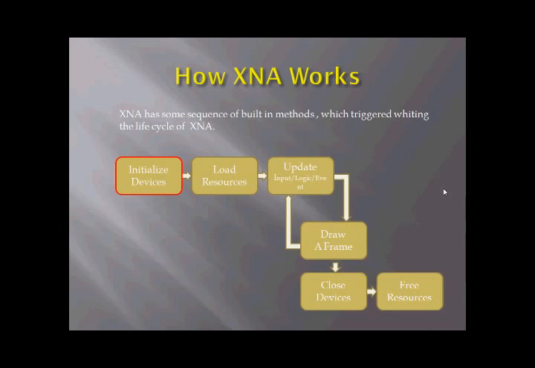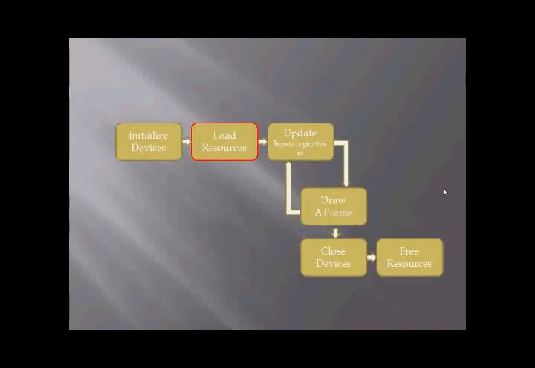Next process is load resources. In your game, you have a lot of resources: images, 3D models, audio, such kinds of things. Before starting the game, you should have all the resources available to the game. This process happens inside load content. Next one is update. This step is made up of three things: user inputs, game logic, and game events.